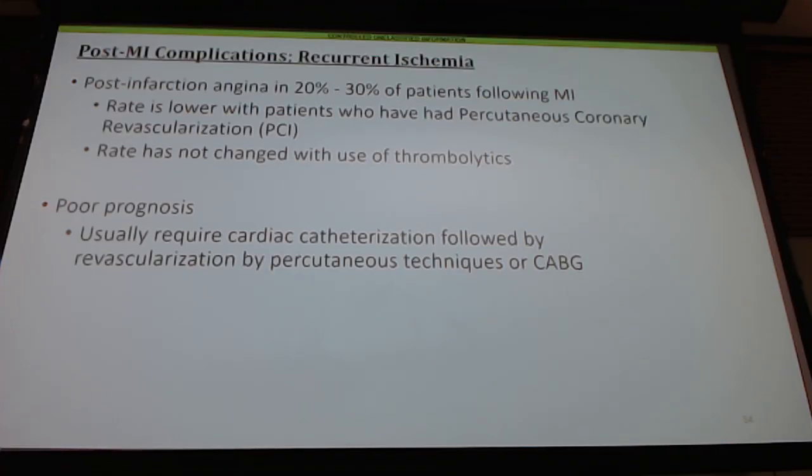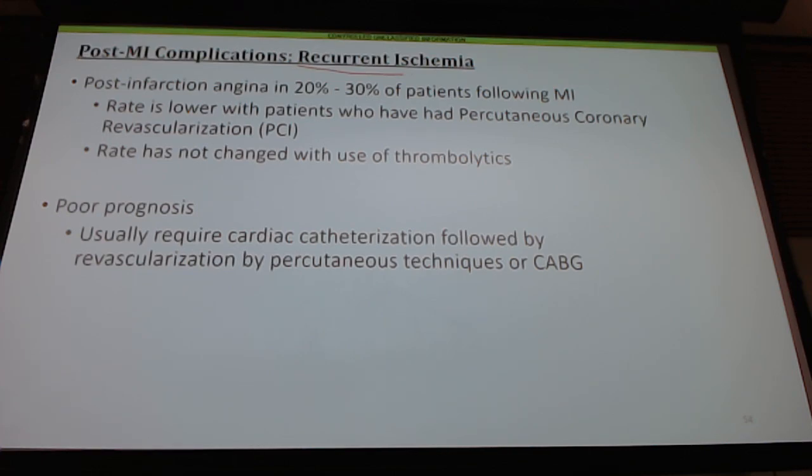So, recurrent ischemia. So they had a heart attack. What were the conditions that led to that heart attack in the first place? They're still there, right? Potentially. Or at least the setup for that condition is still there. How do we manage that to prevent them from having another heart attack?